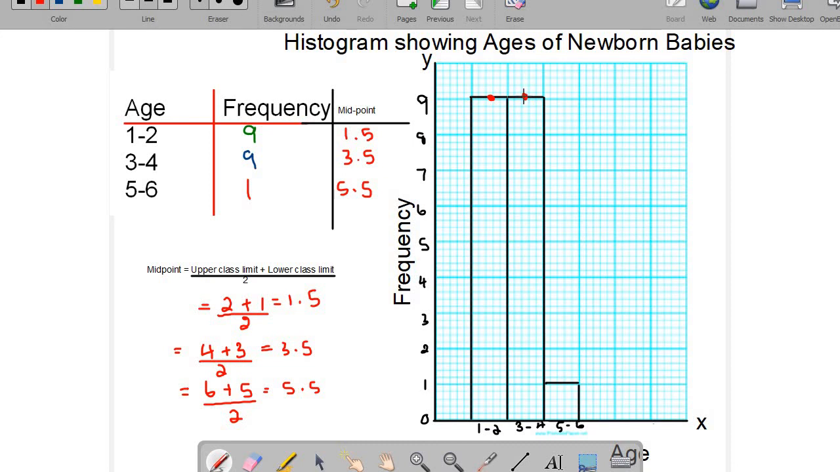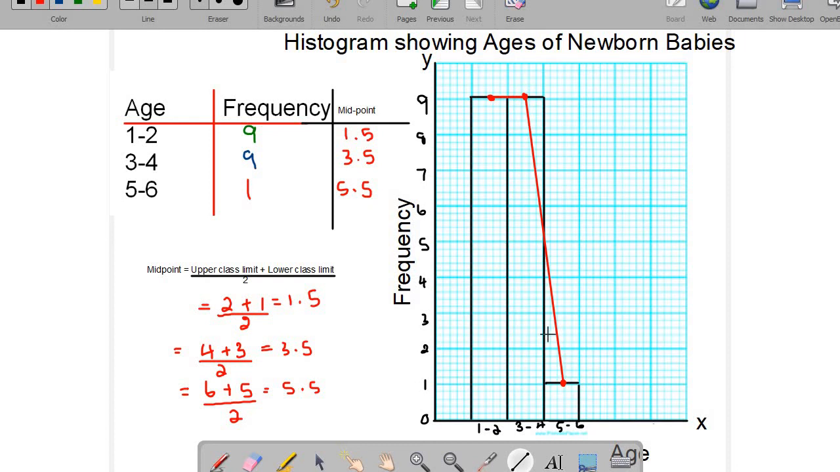Alright, next midpoint is 5.5. 5.5 is exactly between 5 and 6. So I'm going to put the point here, and you will notice that it matches the frequency as well. The point has a frequency of 1. The next thing you need to do, after you have plotted all of the midpoints, is use a line to connect your points.